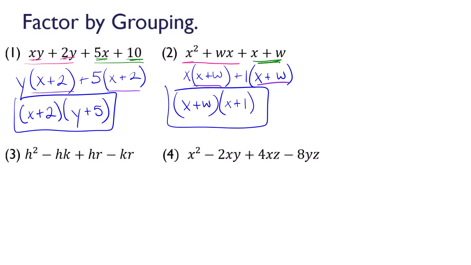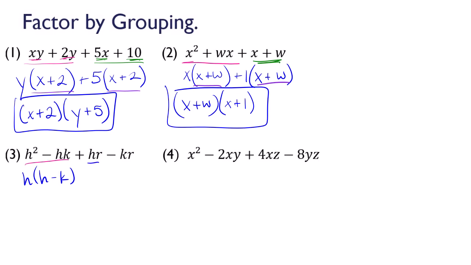All right, number 3. The GCF between h squared and hk is h. So I'm going to bring h out to the front. And then left inside is going to be h minus k, right? h squared divided by h is h. hk divided by h is k, right? And it's a negative divided by a positive, so we end up with a negative.